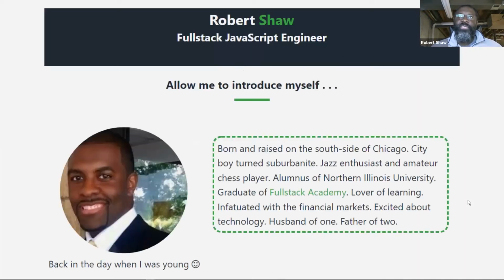So, obligatory intro slide. This is what I used to look like. For those of you who don't know me, I'm born and raised in the South Side of Chicago, city boy turned suburbanite. I'm a jazz enthusiast and an amateur chess player. I went to Northern Illinois University, got a degree in finance. I went to Fullstack Academy for my software training, and I love learning and teaching, and I'm very much interested and infatuated with the financial markets. And I am married to a beautiful wife, and I have 2 children.